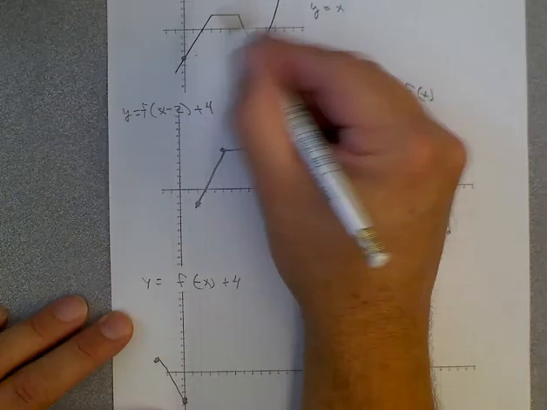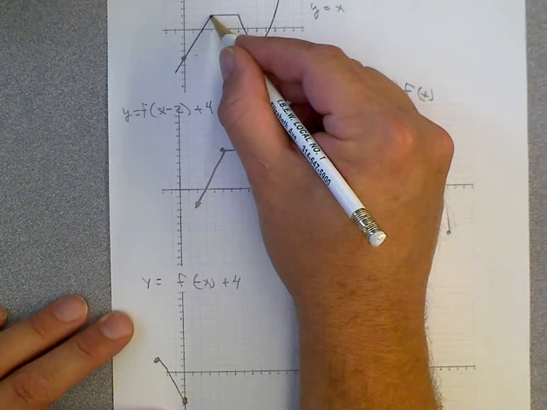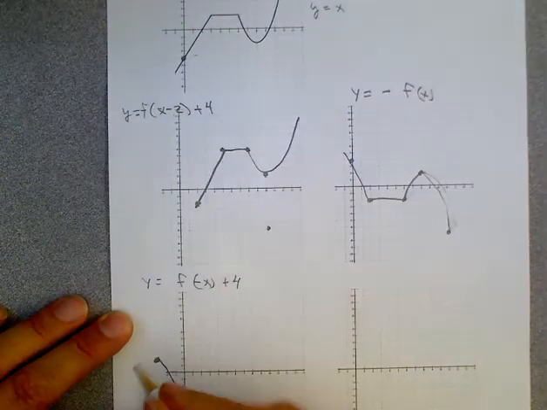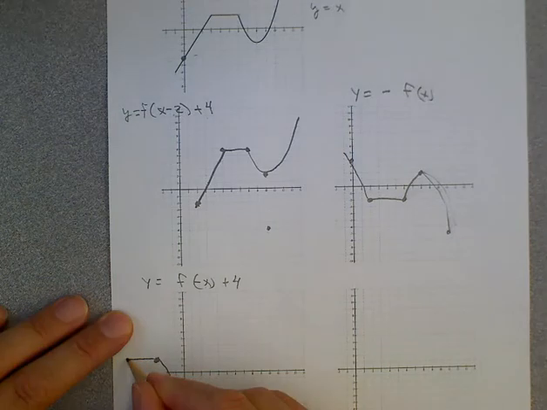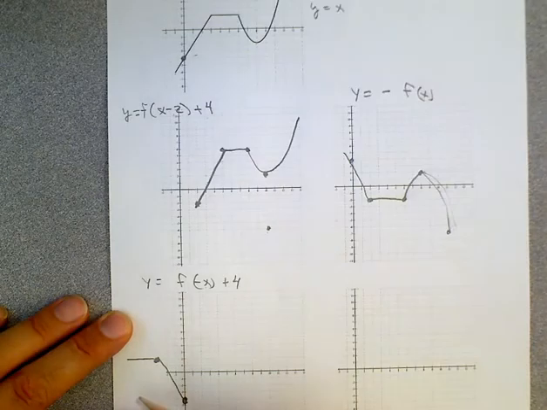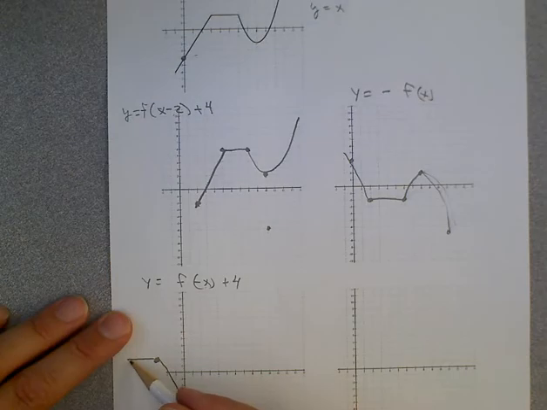The point 3, 2 becomes the point 3, negative 2. The point 4, 2 becomes the point 4, negative 2. The point 8, negative 2 would be way over here. So this would actually be off the graph coming down like this.